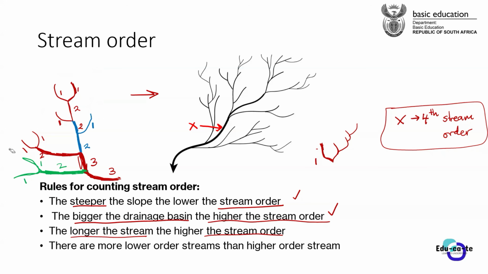Okay. So those are the rules that you should know about stream orders. Just general rules. There is no application, or none whatsoever that you will do too much on these ones. You're just going to need to know these factors and how they affect the stream order.